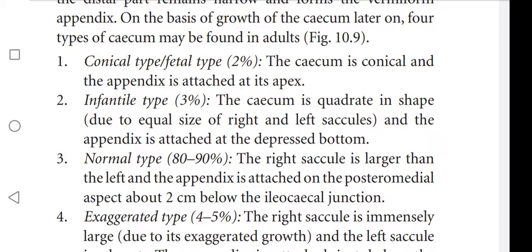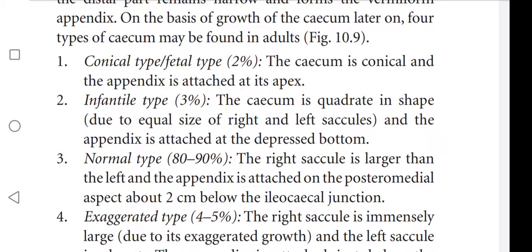First, the conical type or fetal type. The fetal type is 2%, infantile 3%, exaggerated 4 to 5%, and normal is 80 to 90%. Remember like this, because normal means most of the individuals contain the normal one only. So accept this; the remaining are the fetal, infantile and exaggerated types. Remember: 2, 3, 4 to 5, and 80 to 90%.